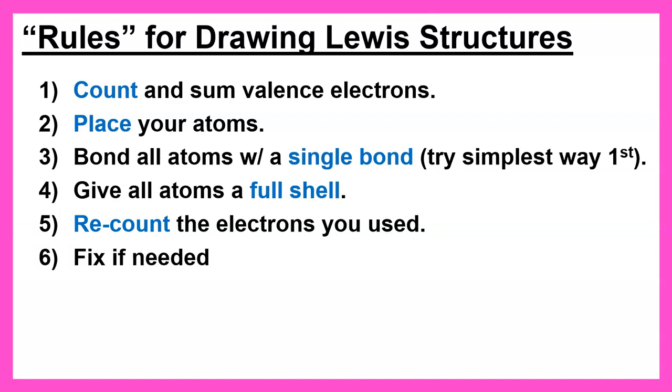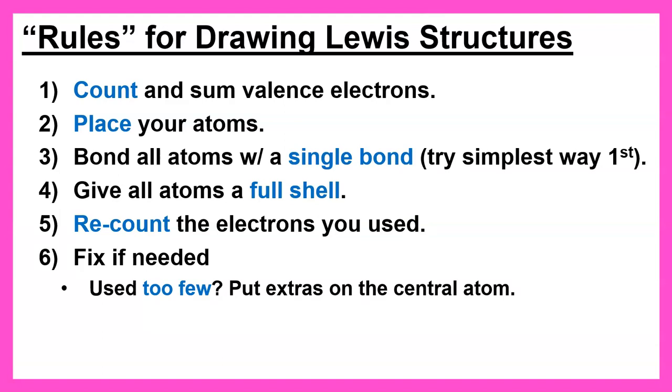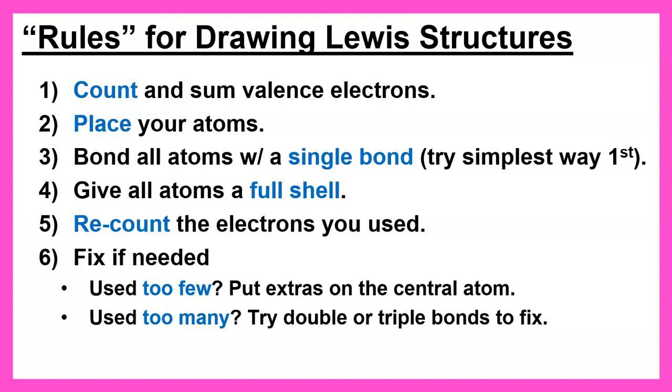If you used too few, stick those extra lone pairs on the center atom. Just cram them in. Make it look ugly. Who cares, right? It's the best you can do. If you use too many electrons, that's when you fix it with double or triple bonds. That's what I teach you in Honors Chem.